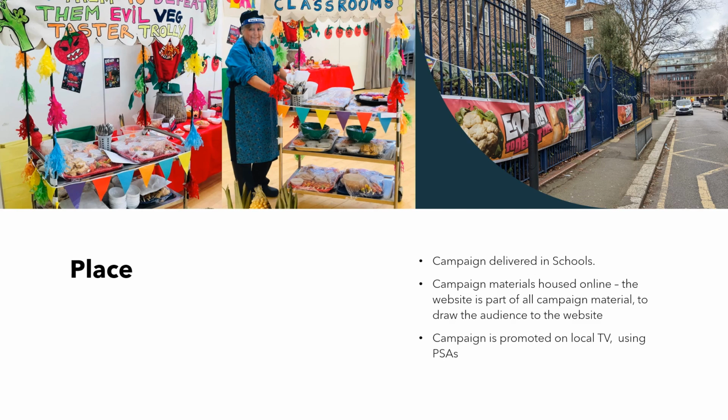All of these are aimed at making that main product happen. The place is where the audience is most receptive to the message. And so this campaign focused on schools. It delivered a majority of material in schools. And then the campaign materials were housed online on a website. That website then was placed on all promotional materials so that people could go to the website and receive more information when they had the campaign material. And then the campaign was also promoted using local TV, using public service announcements, strategically placed during programming that kids in the community were likely watching.